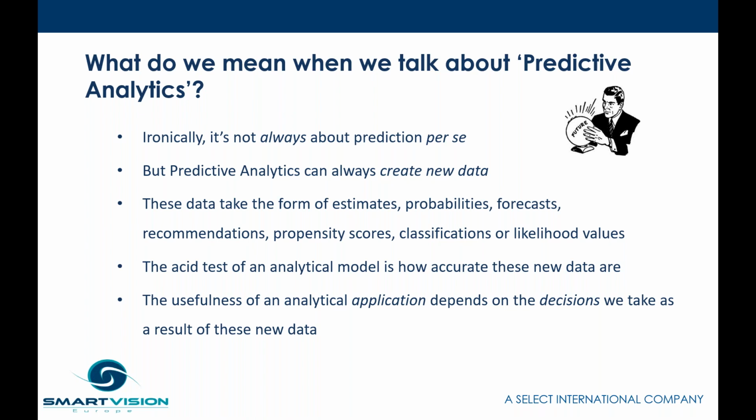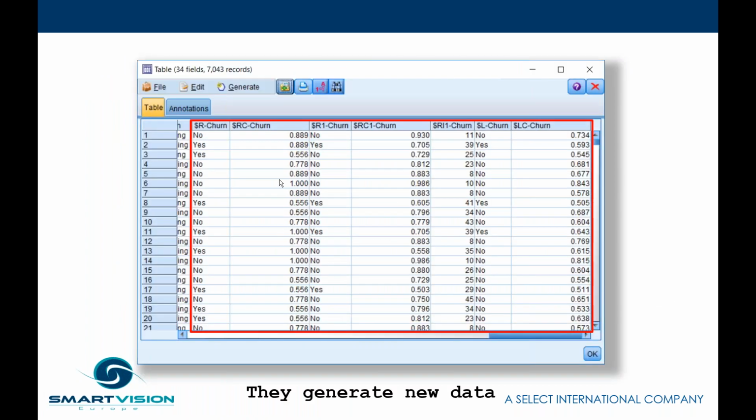So predictive analytics really creates new data every single time, and these data take the form of estimates, segments, probabilities, forecasts into the future, recommendations, propensity scores, risk scores, anomaly classifications, likelihood values. That's their job. The job of these tools, whether they're machine learning or whether they're statistical in nature, whether they're 50 years old or whether they're developed only 5 months ago, is to create these new data. And that's very important because it turns out that the acid test of an analytical model is how accurate these new data are. If we look at, again, the screenshot, we can see these numbers being pushed out here by this system.